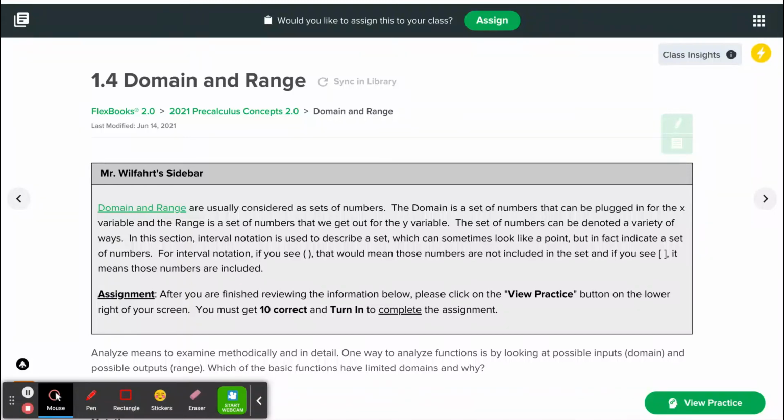Hey there, Mr. Wilford, and I just wanted to go through Chapter 1, Section 4. This one's all about domain and range.